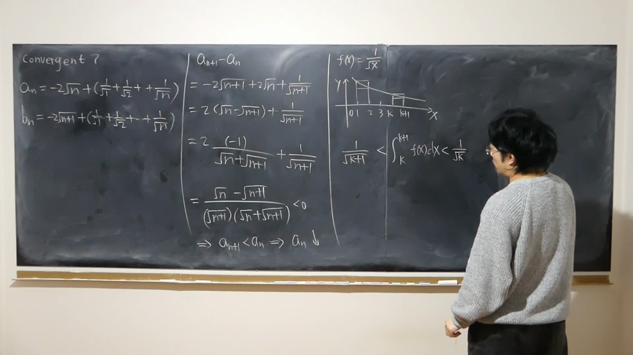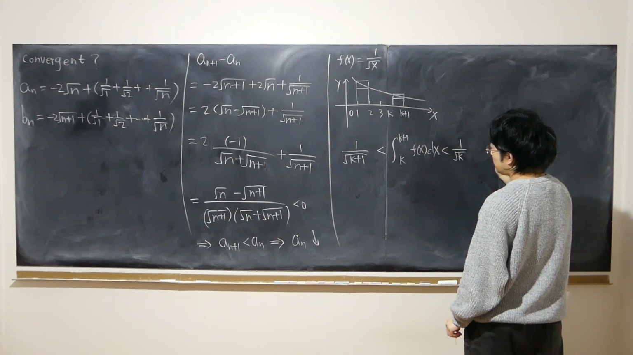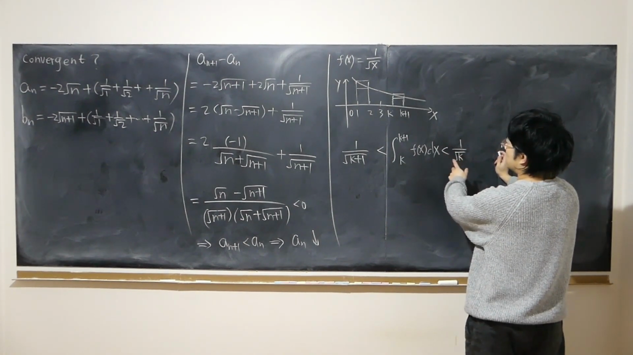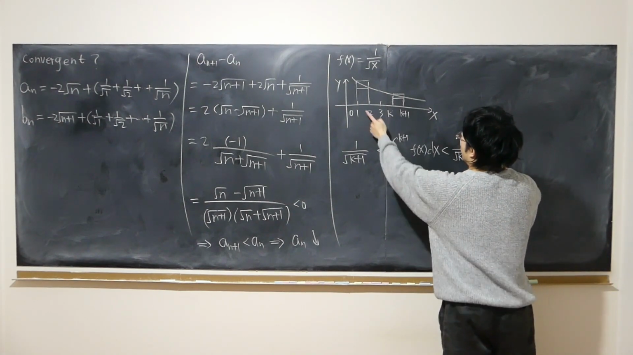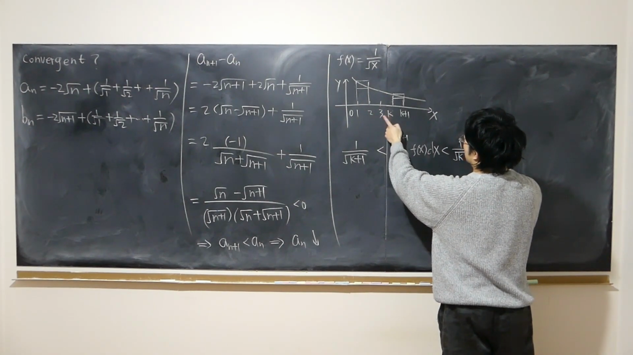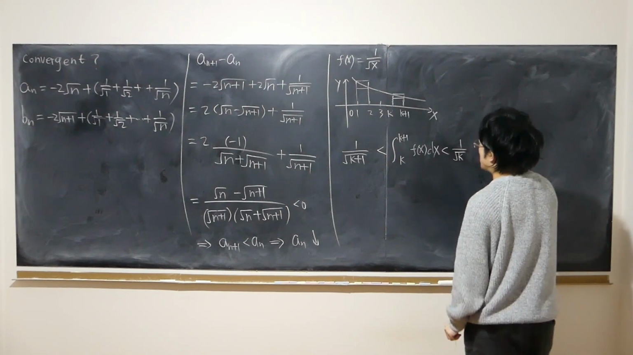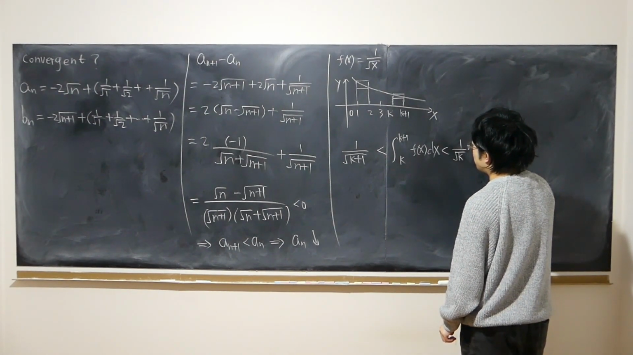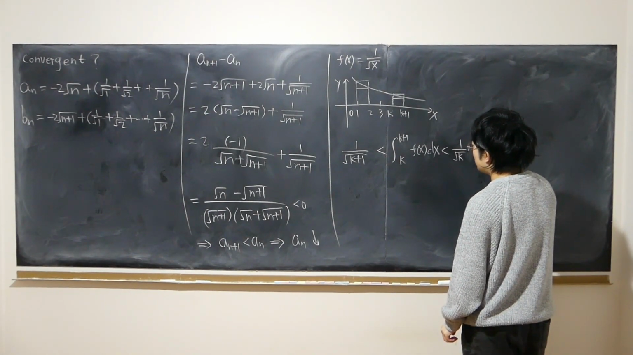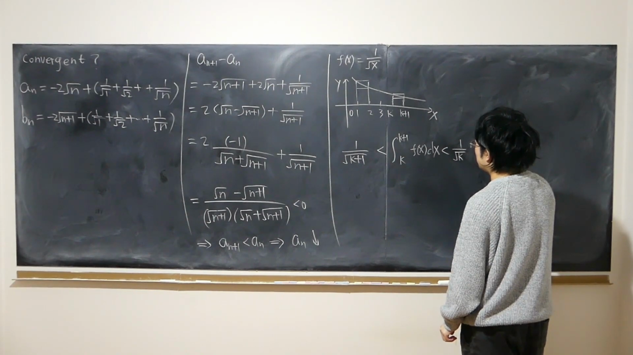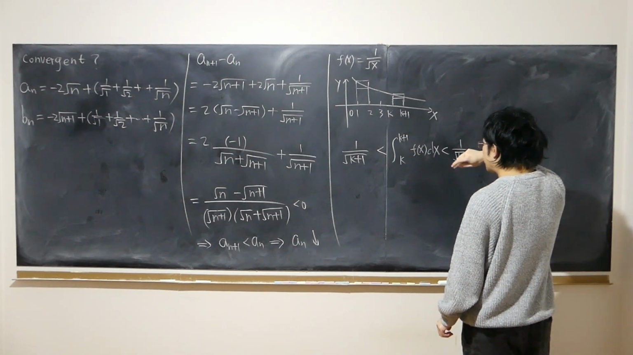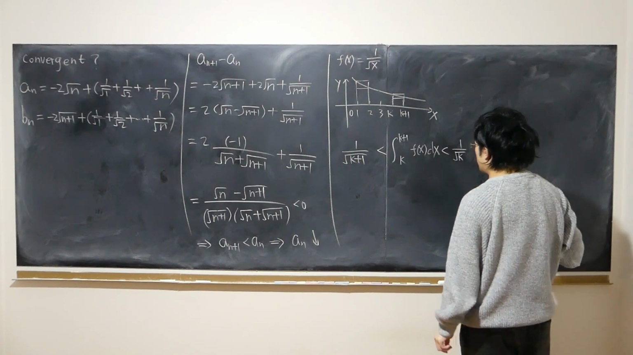So k should go from, let me see, should probably go from 1, right? Because 0 makes no sense. So let me just go from 1. 1, 2, 3, 4, all the way up to, let's say, perhaps n, or n minus 1, whatever.